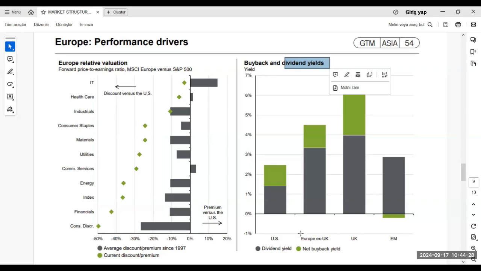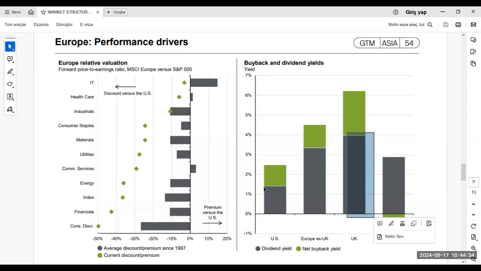And here, as you see, dividend yield is higher in the United Kingdom, 4%. The lowest in the United States is around 1.5%. And the net buyback here, again, is higher in the United Kingdom and even negative in the emerging markets.